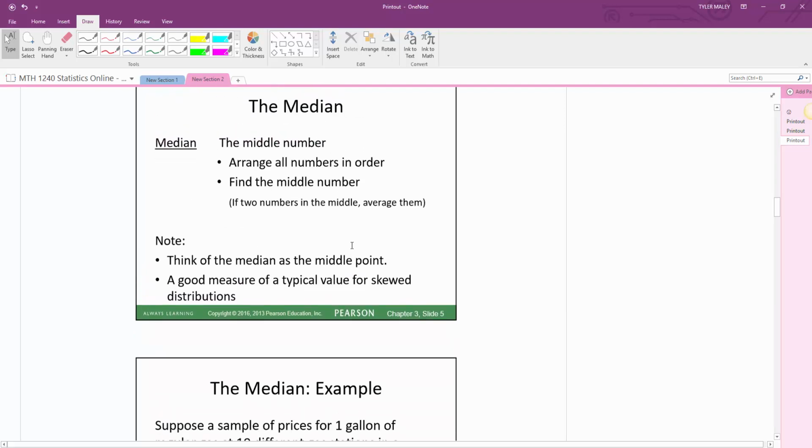Just a note here, we want to think of the median as the middle point. So median is the middle, and this is a good measure, as I've said, of a typical value for skewed distributions. So if we have a left skewed or right skewed distribution, this is a good value to use.